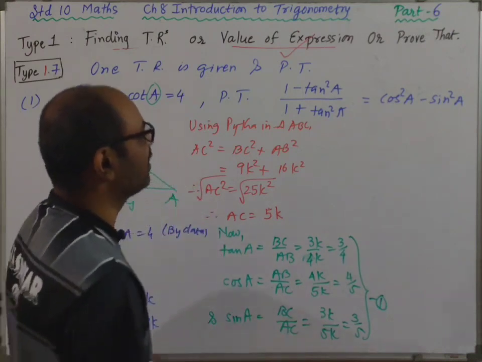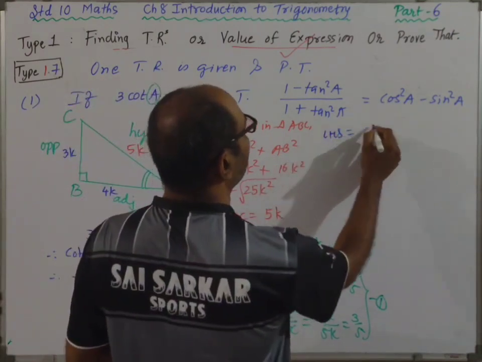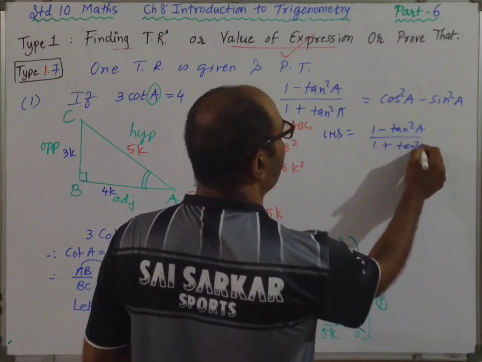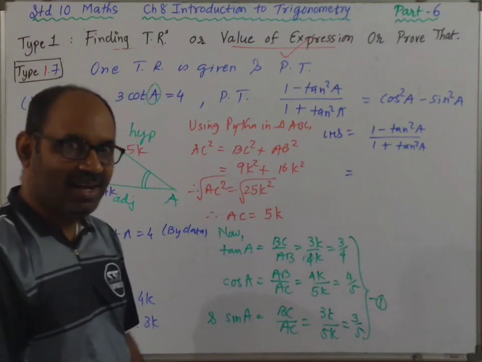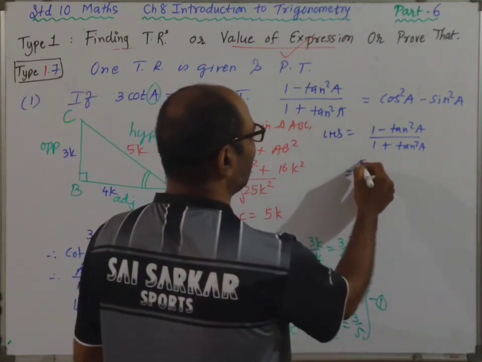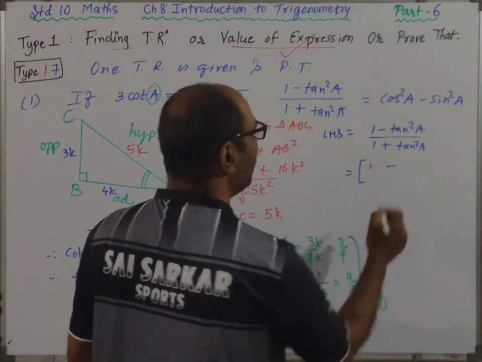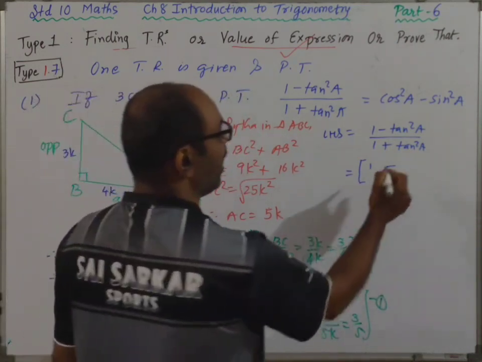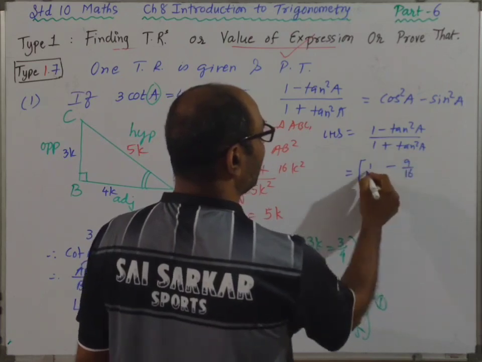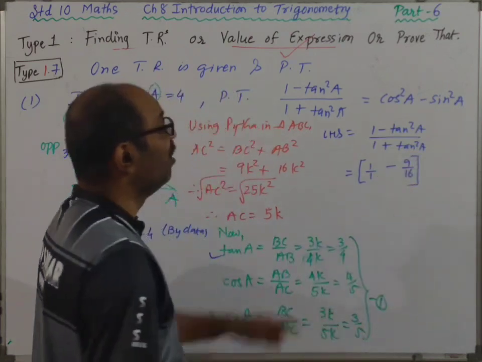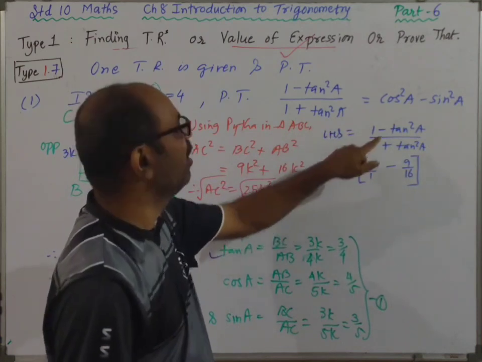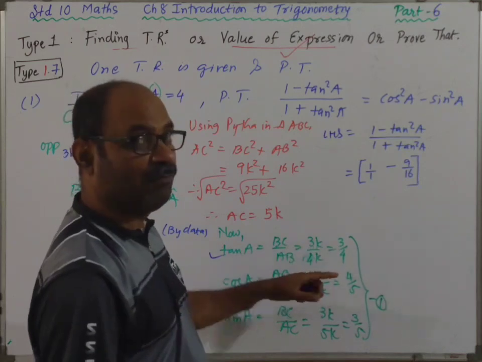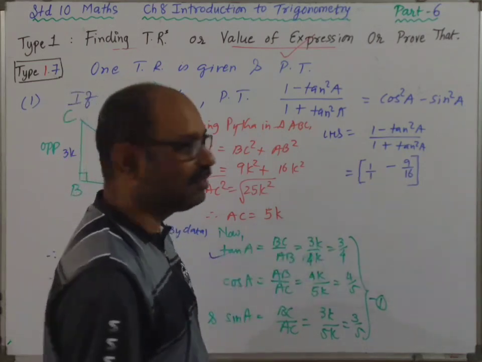Now I pick up the left hand side. Left hand side is 1 minus tan square A upon 1 plus tan square A. We have to do something here. See, I am using brackets. 1 minus, what is tan A? 3 upon 4. So what is tan square A? 9 upon 16. Here I write 1 upon 1 minus tan square A. So tan A is 3 upon 4, so 3 upon 4 whole square.